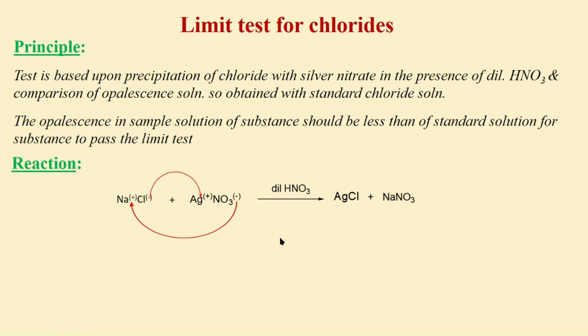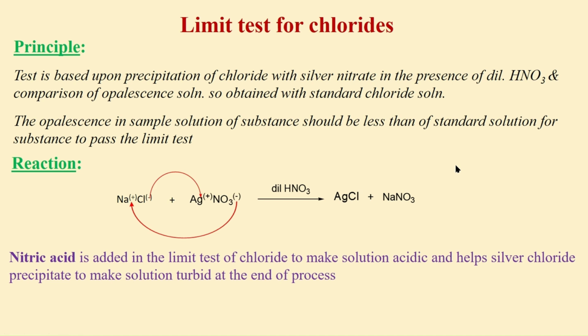This is how we compare the opalescence produced in the sample solution with that of the standard solution. Standard solution is one in which there is a standard amount of chlorides already present. When the sample solution has less opalescence than this standard solution, it means it has fewer chloride ions than the standard. That is, it is within the limit.